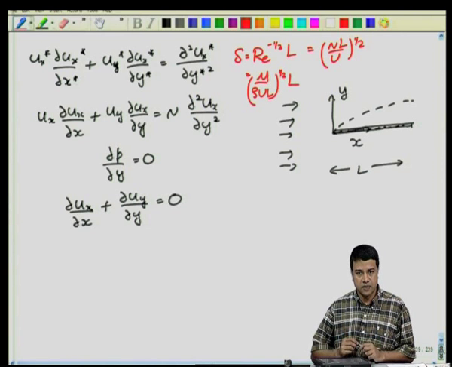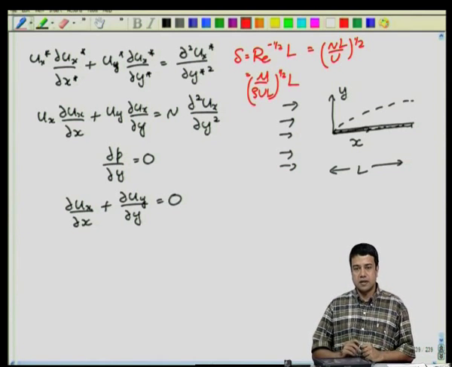Scaled this way, the equations are partial differential equations with variations in both x and y, and therefore you need to solve a partial differential equation in order to get the complete solution subject to boundary conditions. Velocity is a constant far away, the velocity is equal to 0 on the surface. However, one can make a simplification here, and that is as follows.